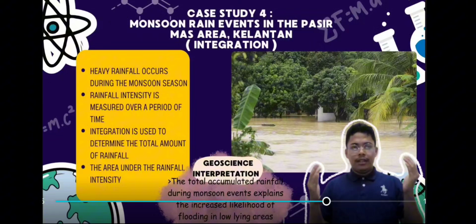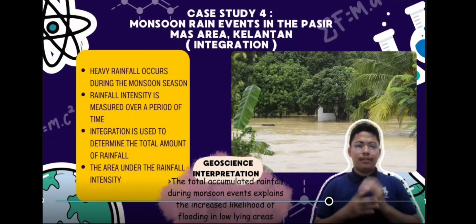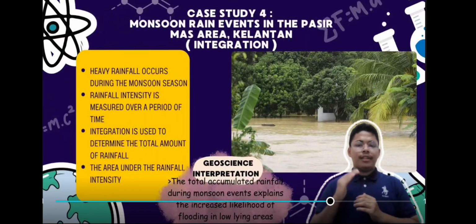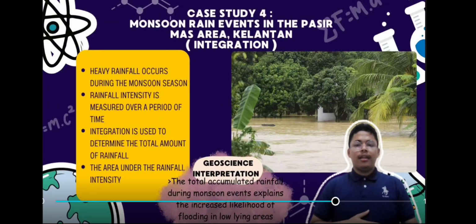In this presentation, I will explain a case study on a monsoon rain event in Pasir Mas, Kelantan, which demonstrates the application of integration in geoscience, particularly in flood analysis. Pasir Mas is a low-lying area located in the Kelantan river basin and is highly vulnerable to flooding during the northeast monsoon season.